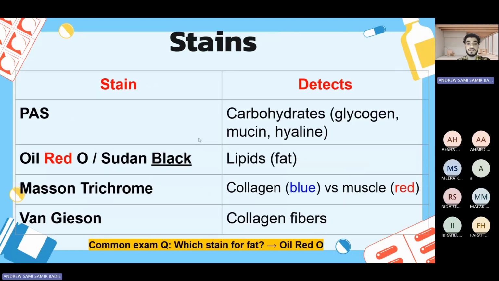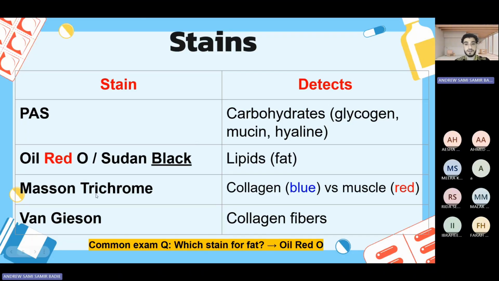Now the other stain is the PAS, and it stains carbohydrates like glycogen, mucin, and hyaline. Another famous example is the oil red O or Sudan black. You can tell from the name, oil red O would stain the fat red, and the Sudan black would stain it black. A common exam question, for example, asks which of those stains the fat, and you would have to choose one of them.